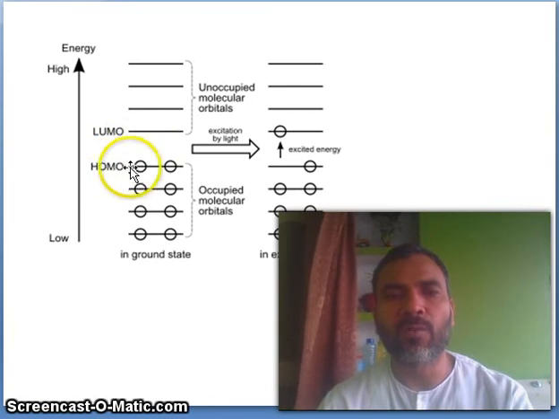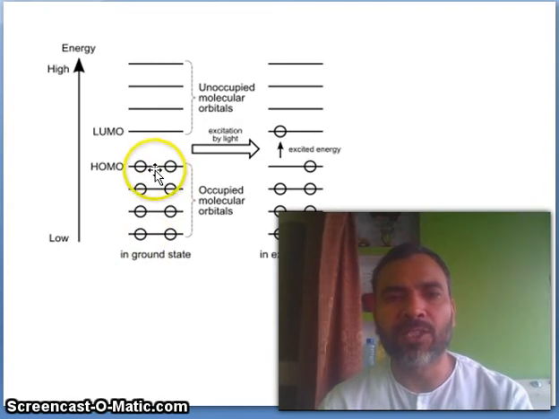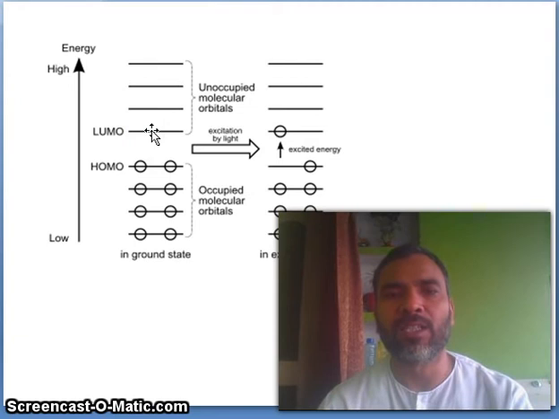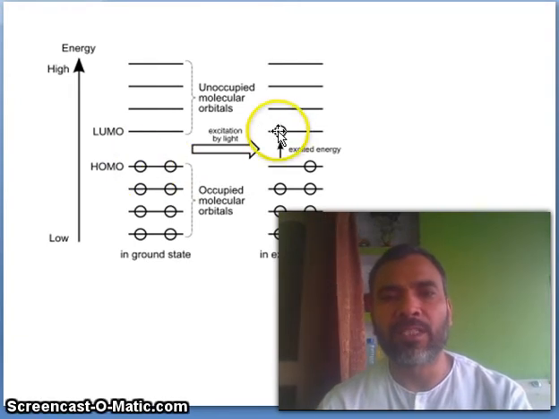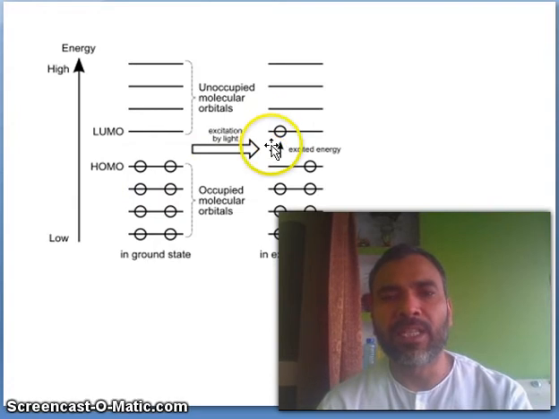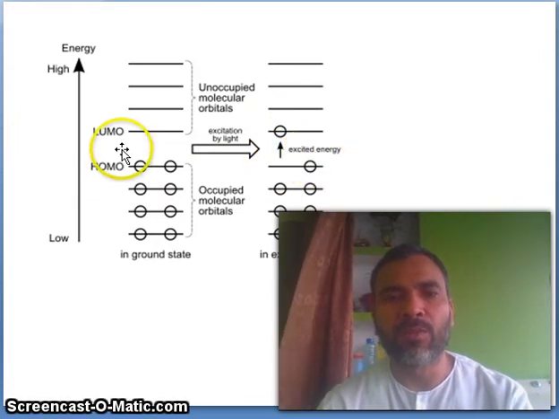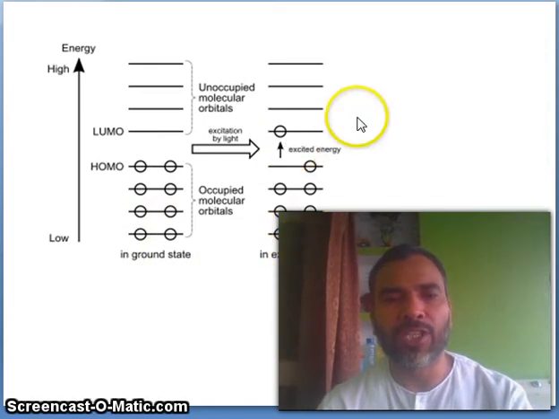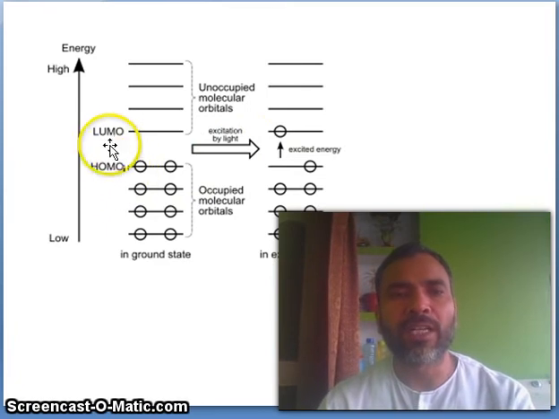So this is the highest occupied molecular orbital from the bottom, and this one is the lowest unoccupied molecular orbital. If any electron jumps from here to there, then it is the excited state. So this HOMO-LUMO is in the ground state, and in the excited state HOMO-LUMO will change. So just concentrate on the energy of HOMO and the energy of LUMO.